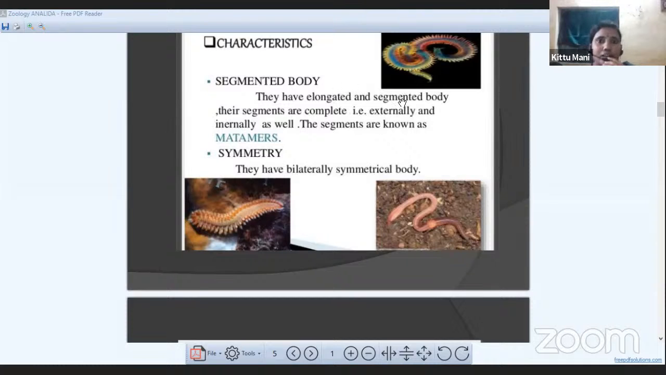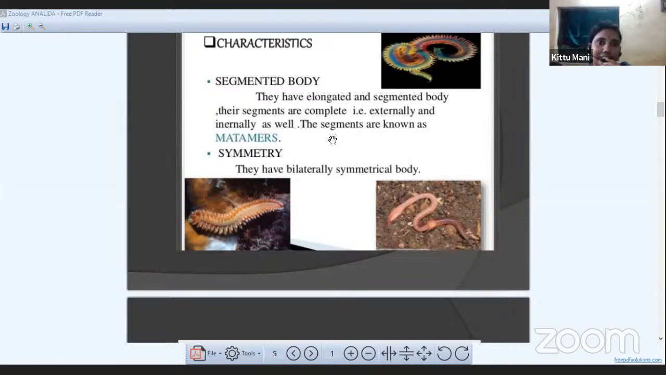They have an elongated and segmented body. Their segments are complete. Why am I using this word? In the previous chapters we learned the phylum Platyhelminthes, where we observe incomplete segmentation, meaning the segments are not present externally and internally. But in the phylum Annelida, segments are present externally as well as internally.